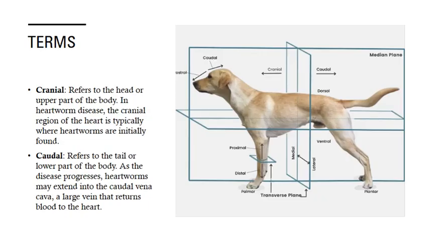Some of the key terms that I would like to announce on that one: cranial, which refers to the head or the upper part of the body. In heartworm disease, the cranial region of the heart is typically where the heartworms are initially found. The caudal refers to the tail or lower part of the body. As the disease progresses, heartworms may extend into the caudal vena cava, a large vein that returns blood to the heart.